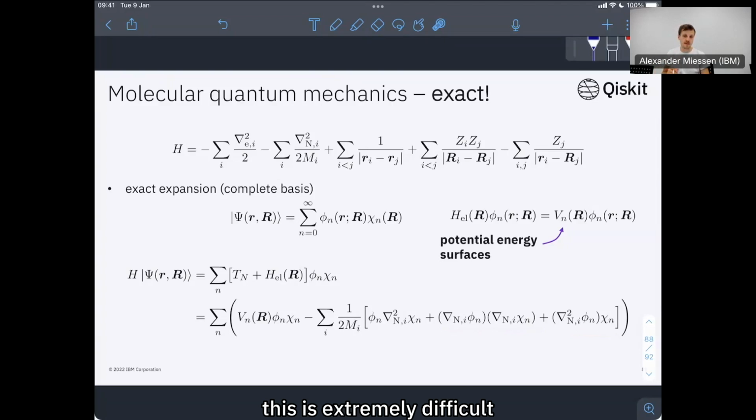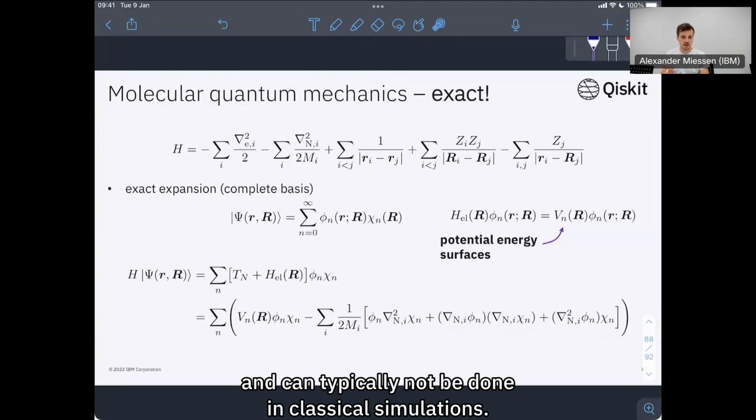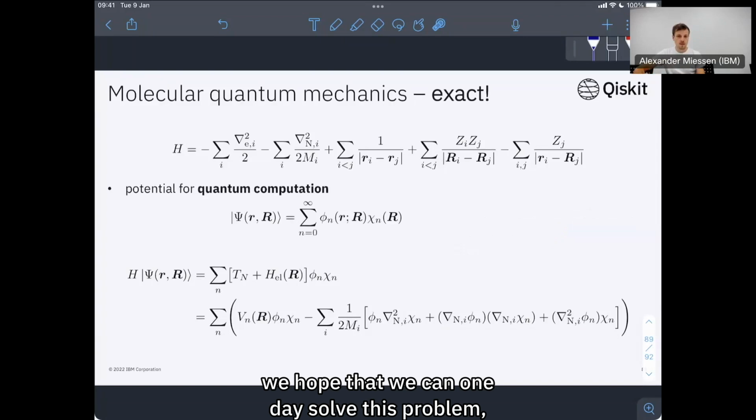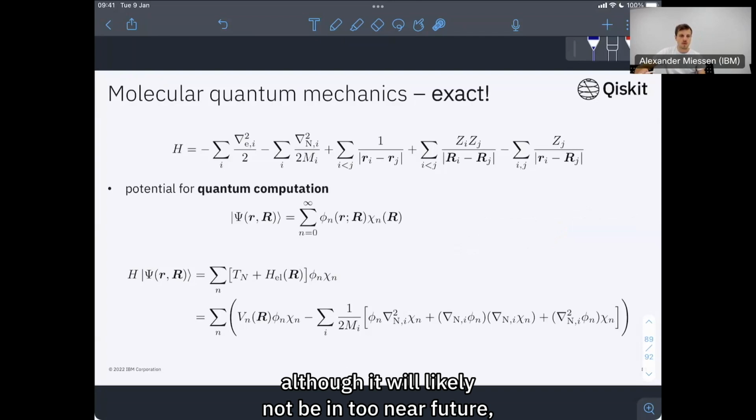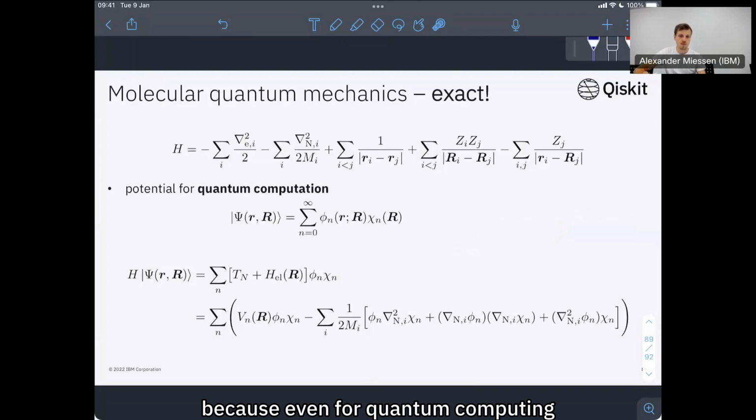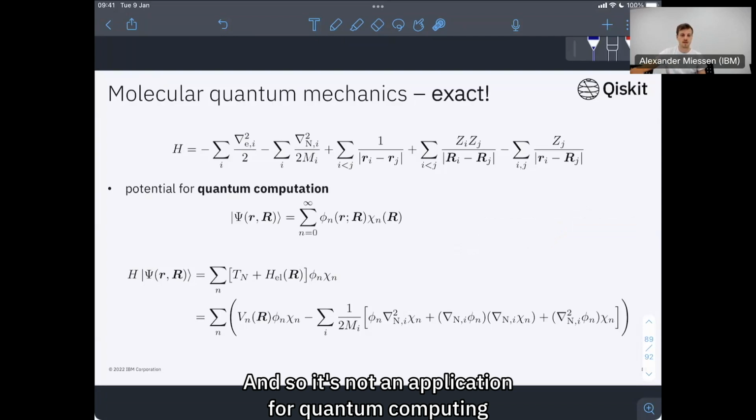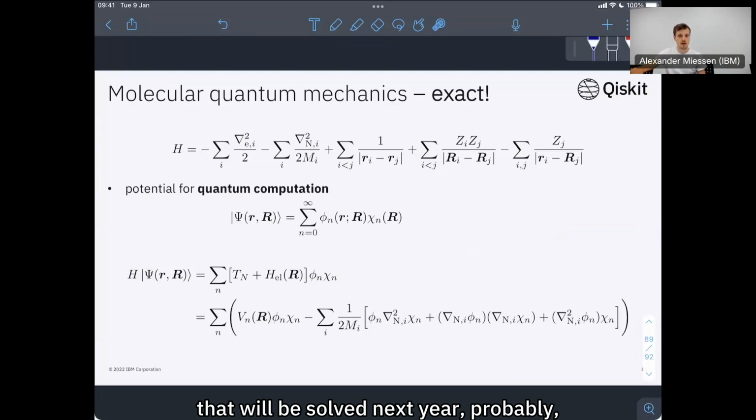But as I said, this is extremely difficult and can typically not be done in classical simulations. And so with quantum computers, we hope that we can one day solve this problem, although it will likely not be in the too near future, because even for quantum computing, to implement something like this, you need a lot of gates and a lot of qubits, and so it's not an application for quantum computing that will be solved next year, probably.